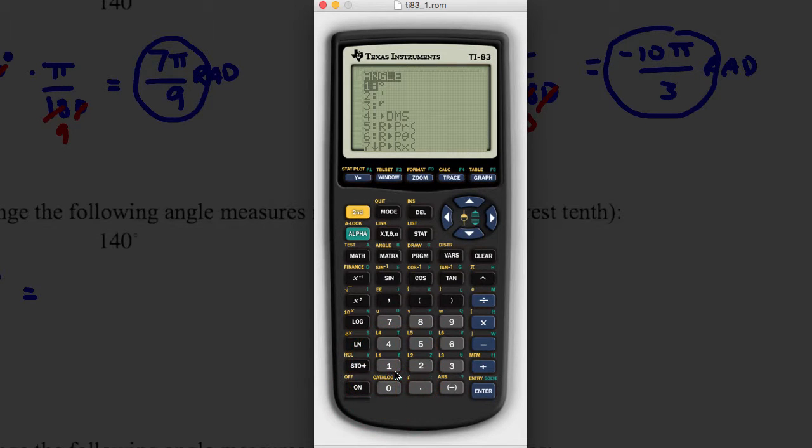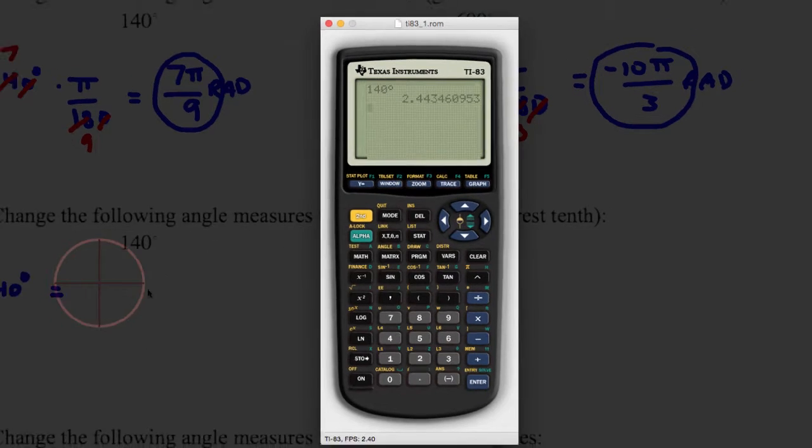So hit 1, and there you go. You can see it says 140 degrees. If you hit enter, it'll now switch it to radians for you. So the answer is 2.4 radians.